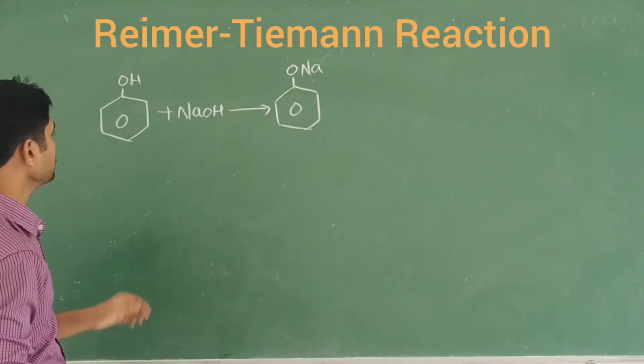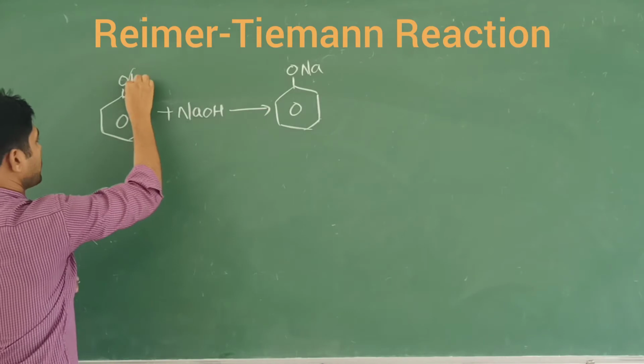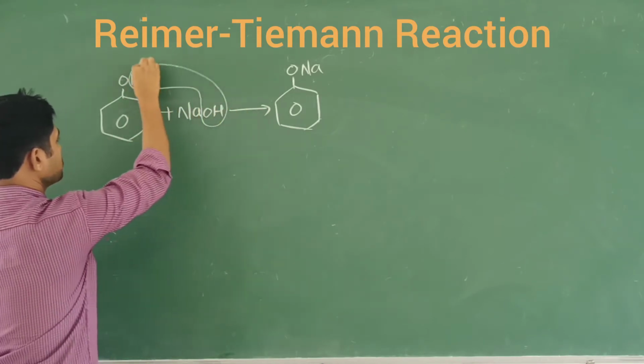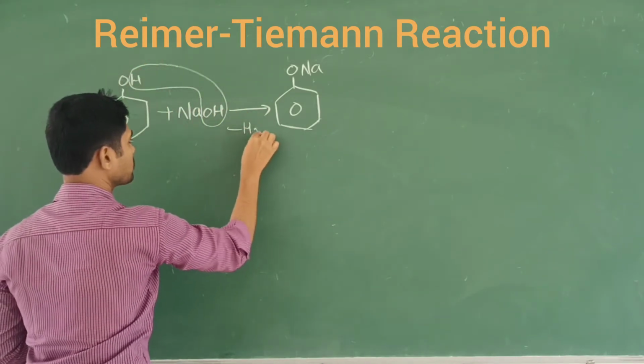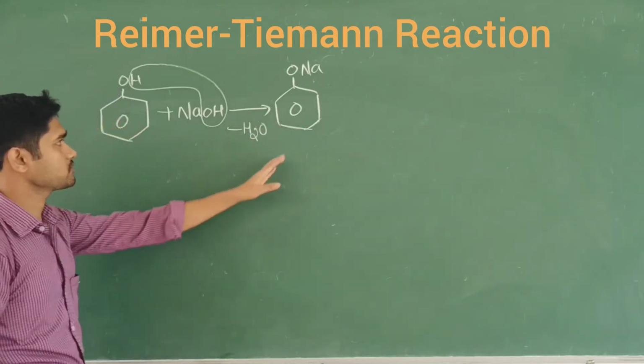What are we going to remove here? When this Na comes here, this hydrogen and this OH are eliminated as a water molecule. So this is called sodium phenoxide.